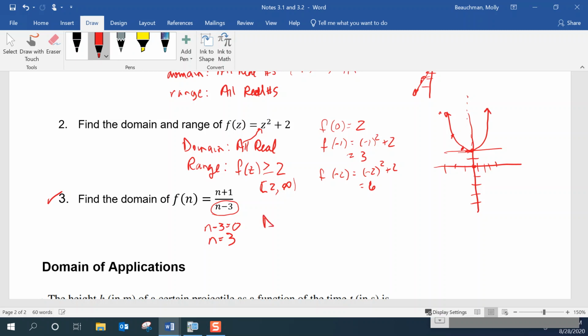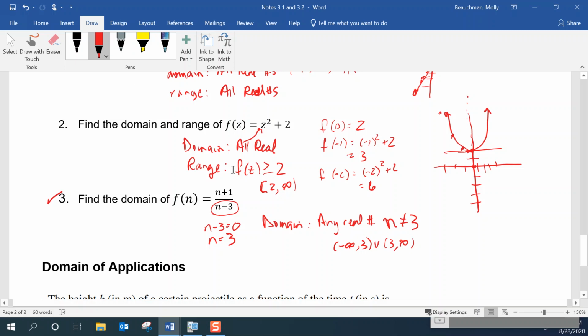So the domain this time can be any real number, except n cannot equal 3. Because if n was 3, it would make that undefined. Okay? Interval notation, if you need to use that at any time, that's negative infinity to 3, along with 3 to infinity. Or you can just write any real number, n cannot equal 3.